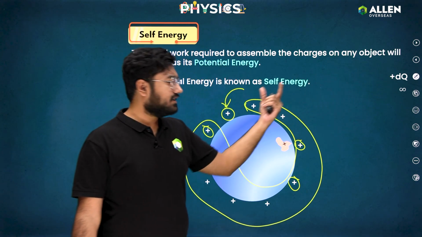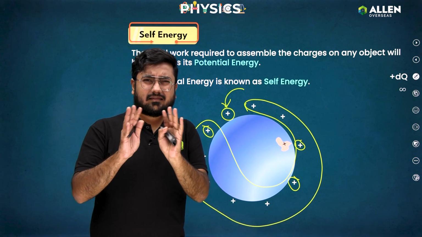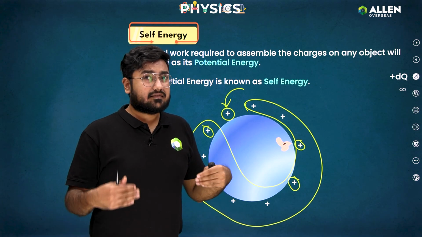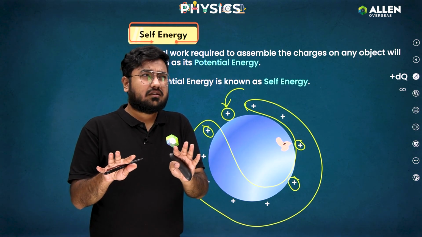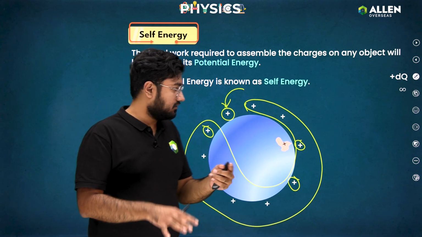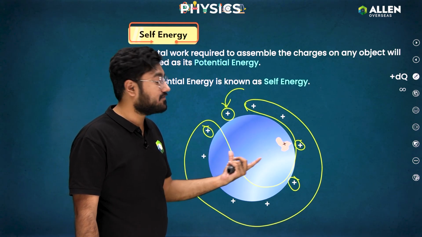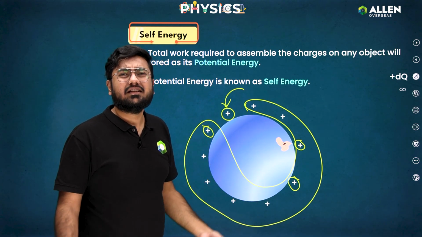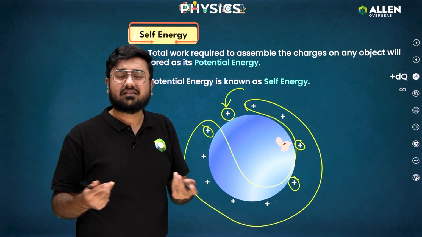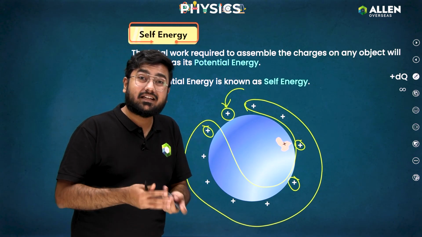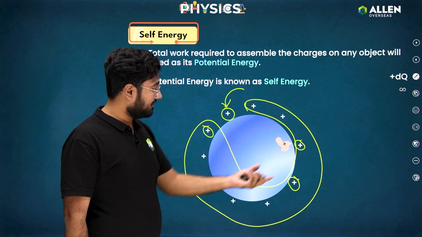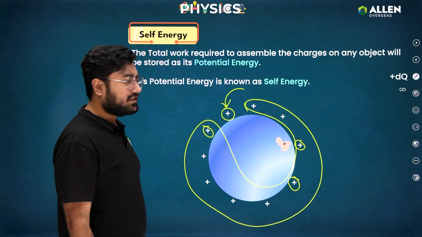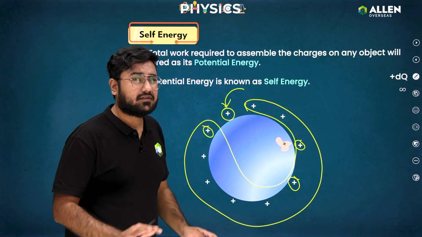If I am bringing this charge and doing work, there is some work done against an external force. That work done will be stored as something, right? So guess in which form it is going to get stored? Absolutely, that is electrostatic energy. It will be stored in the electric field that is being developed here. Agreed? So let us try and calculate how much this self-energy is.